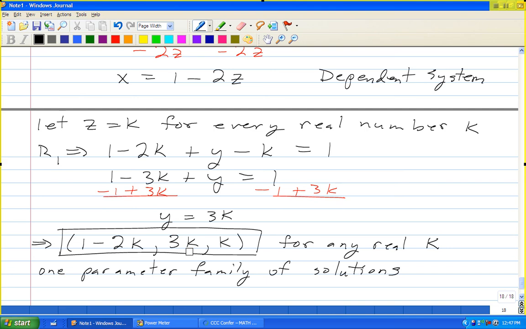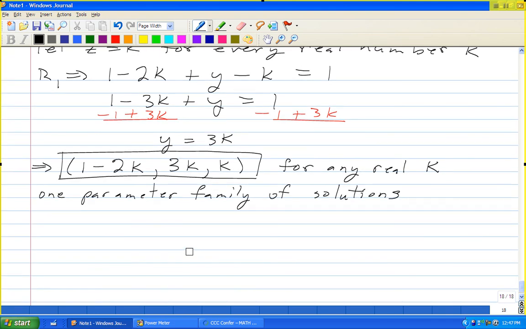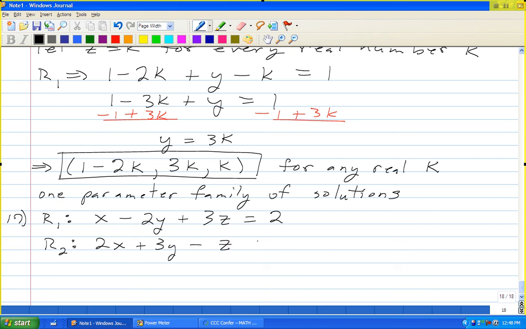Let's do problem numbers. Any questions about this? Let me do problem number 17. x minus 2y plus 3z equals 2. 2x plus 3y minus z equals 4.